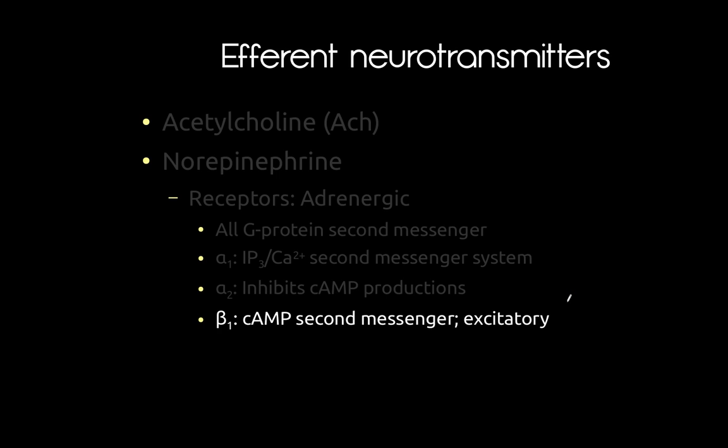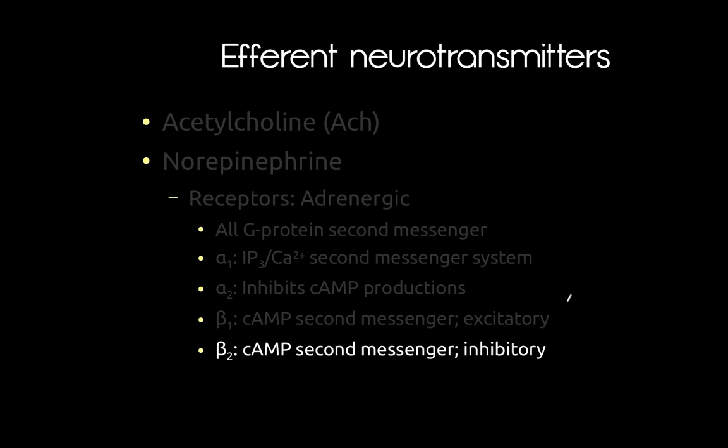Then we also have beta 1. So again, alphas, now we're going to betas. Beta 1 receptors use a cyclic AMP second messenger. And again, like the alpha 1s, these tend to be excitatory. And we also have beta 2, which also uses a cyclic AMP second messenger, and these tend to be inhibitory. So just to remind you, the things with subscript 1 tend to be excitatory, the things with subscript 2 tend to be inhibitory.